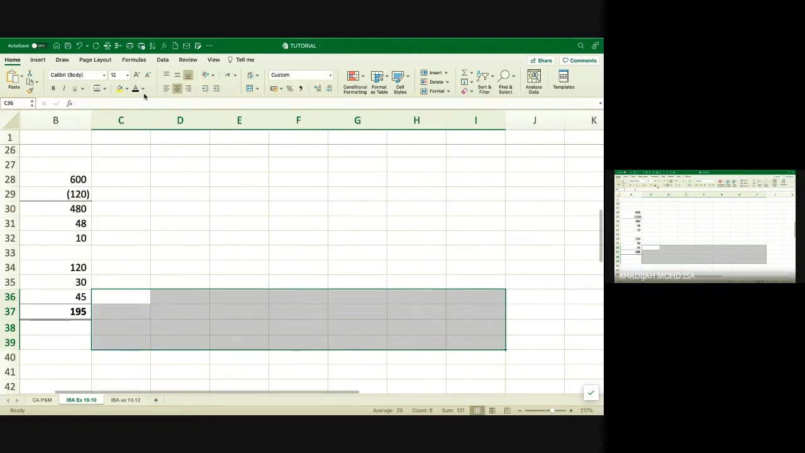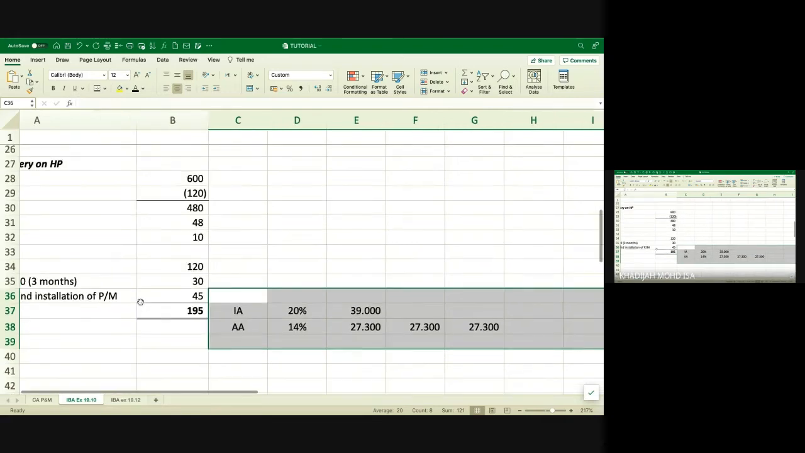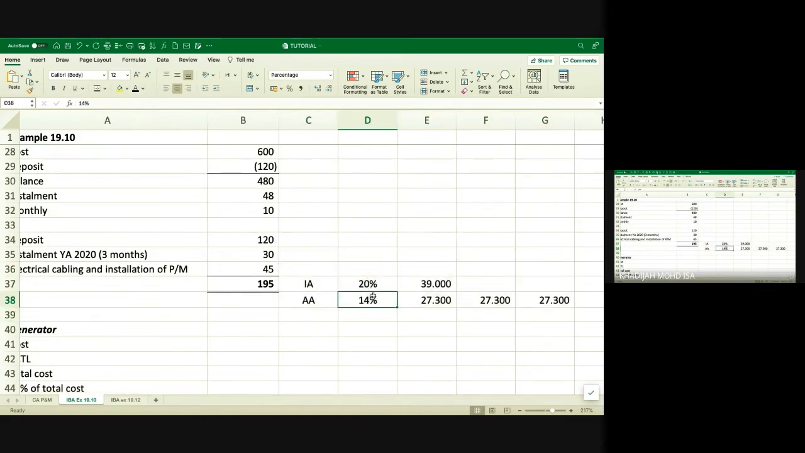So what's the computation? We have IA and AA, 20% and 14%. So for this plant and machinery. So remember that it's a plant and machinery, that's why the rate is 20 and 14%.